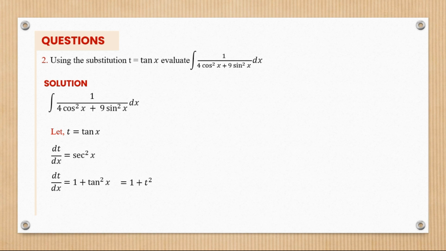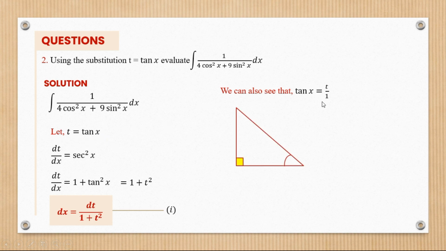And then we can remember that t represents tan x, so therefore we can have this as 1 plus t squared. And then if we make dx the subject, dx shall actually be equal to dt over 1 plus t squared. So now next we shall remember again that this can be expressed as tan x being equal to t over 1, and then you can place that in a right angle triangle. So the angle is x, the opposite is t, and the adjacent is 1.